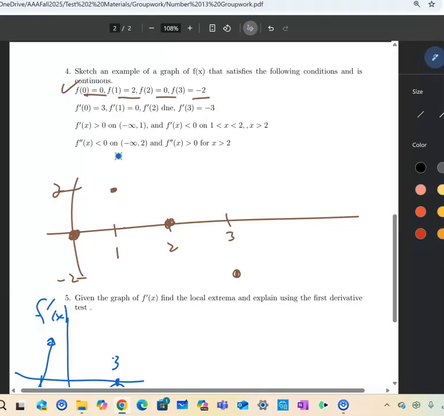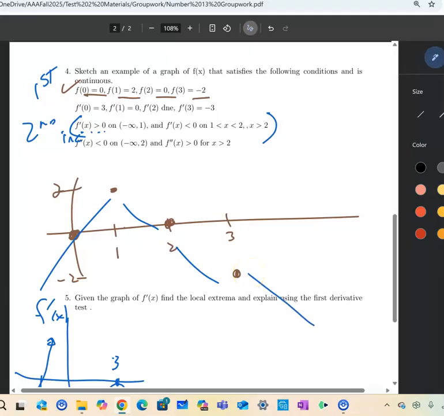Next, you want to worry about where it's going up and down. And I'll do the slopes later. So that would be my first attack, and this would be my second attack. The derivative positive means it's increasing. So increasing from negative infinity to 1, up. And then decreasing from 1 to 2, and then after 2, it's decreasing.